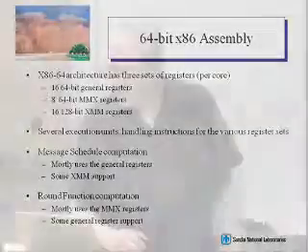This is a summary of the god-awful 64-bit X86 architecture. I'll get to the next slide so nobody chokes.